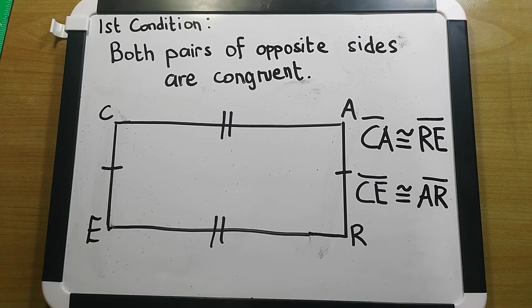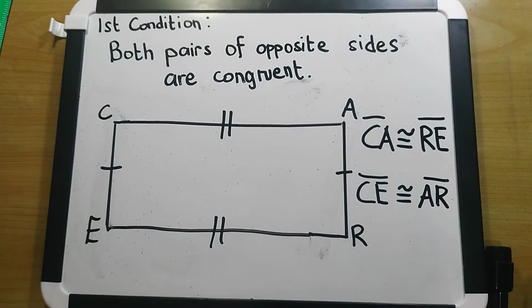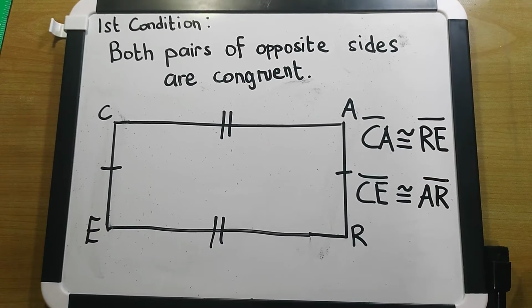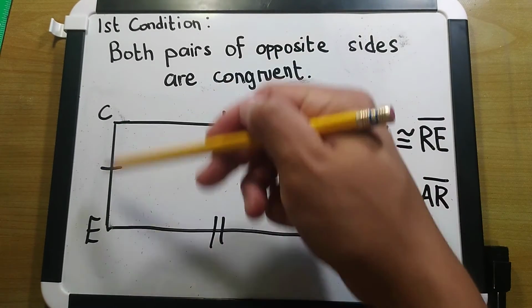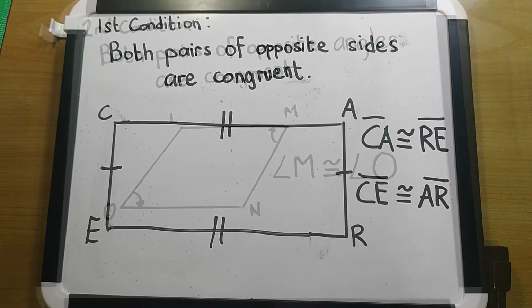In this example, we are given two pairs of opposite sides, side CA and side RE. Side CA is congruent to side RE. For the second pair, we have side CE and side AR. Side CE is congruent to side AR. The two pairs of opposite sides are congruent. Therefore, quadrilateral CARE is a parallelogram.